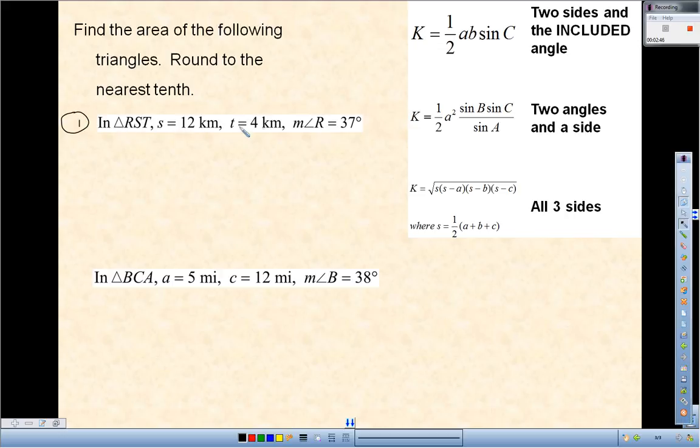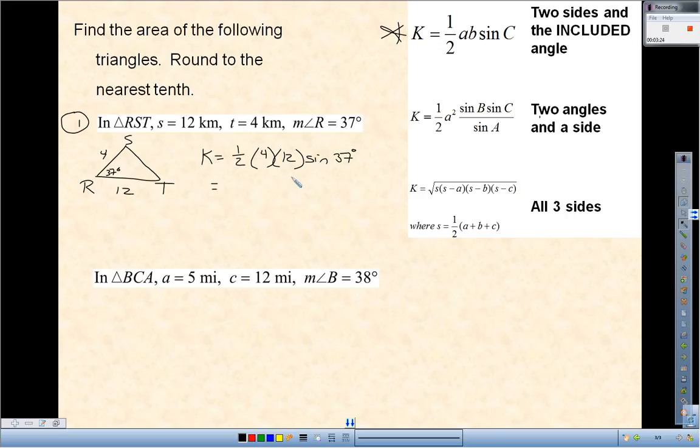All right, so here are all three formulas, and for the first one, it says in triangle RST, s is 12, t is 4, and angle R is 37. So I'm just going to go ahead and get an idea of what this looks like. RST, s is 12, t is 4, and angle R is 37 degrees. Well, which one of these three situations does this represent? Well, I got two sides and the included angle, so that would be this one. So my area is simply going to be 1/2 a times b, and it doesn't matter which one you put first, 4 times 12, times sine of the angle.